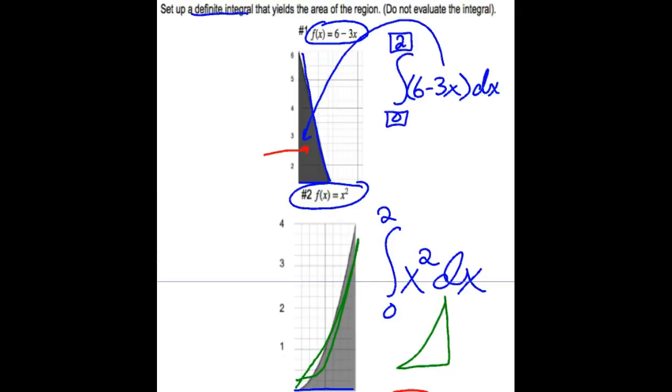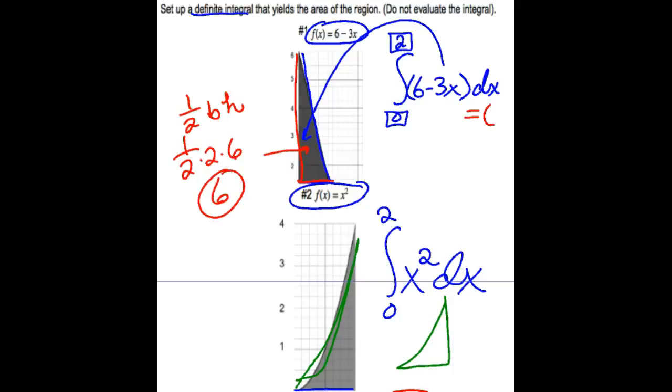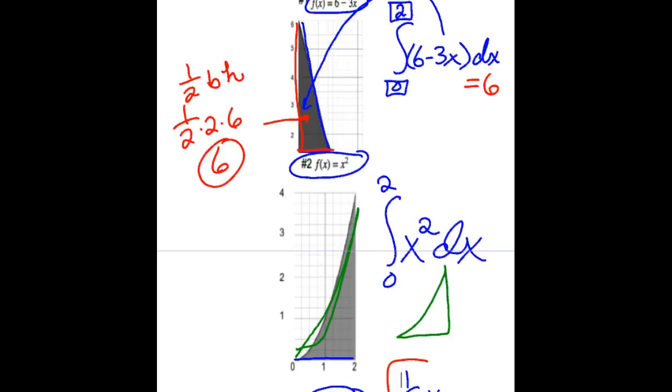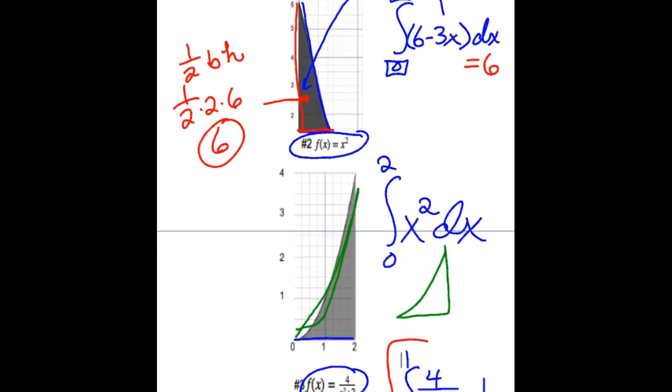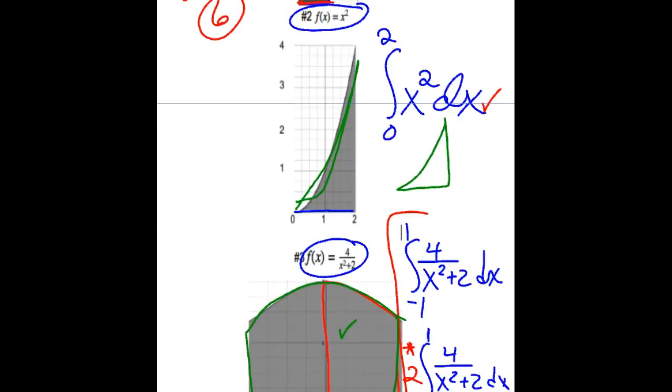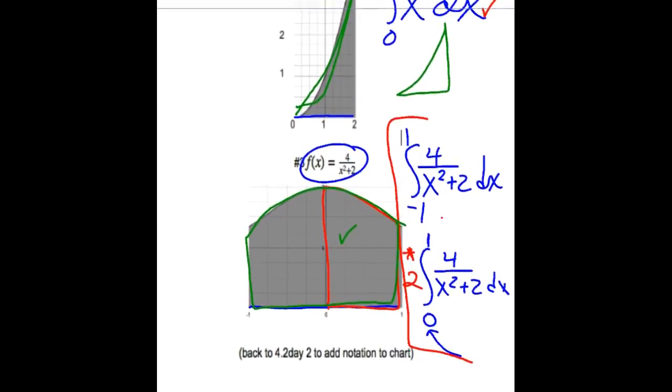But this makes a triangle. So this one's area I can actually get. Its area is 1/2 of its base length times its height. The base length was 2. The height is 6. So it's 1/2 of 2 times 6, or 6. So this one right now, I know the exact area, or I know the value exactly of the definite integral. It is not an approximation. That area is 6. I can't figure this one out yet, but later in the chapter I can.